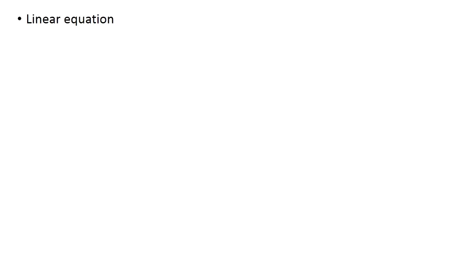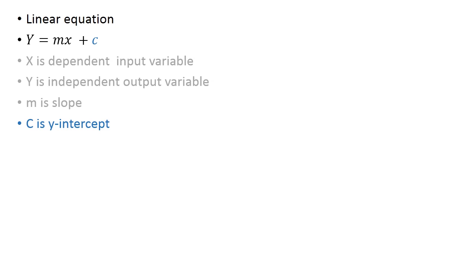The linear equation can be represented mathematically as following: y equal mx plus c, where x is dependent input variable, y is independent output variable which depend on x, m is the slope of the equation, c is y-intercept. This form of equation can be called slope-intercept form, where the slope and the intercept appear as a constant in the equation, m and c.